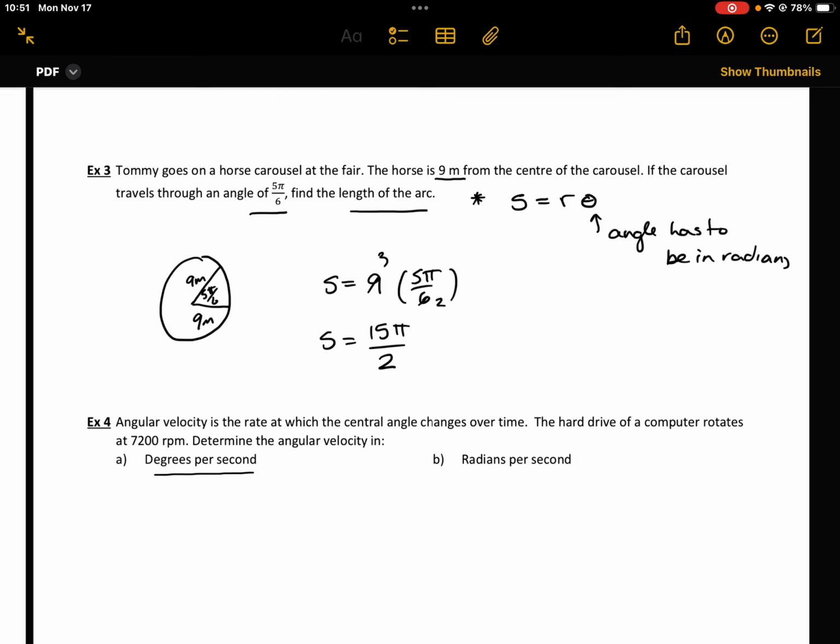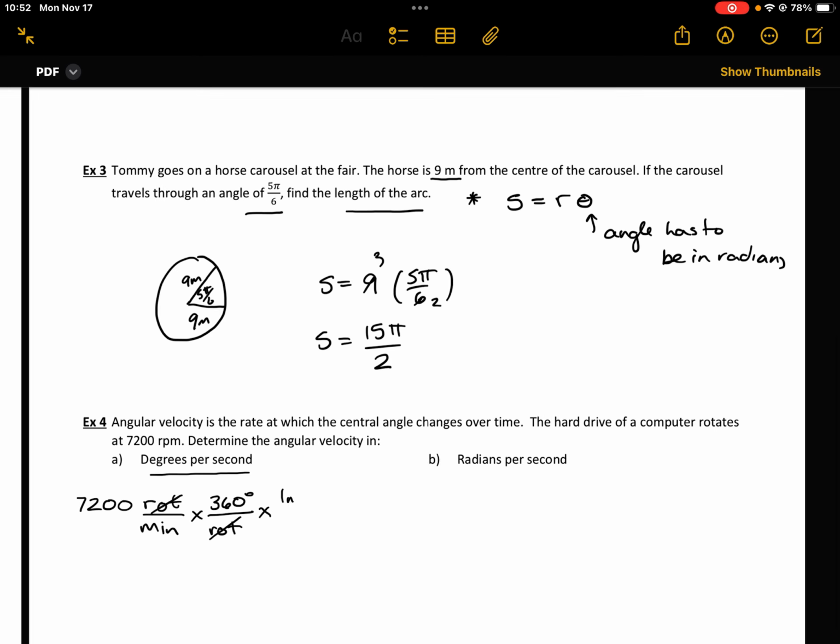So this hard drive of a computer is rotating at 7,200 rotations per minute. That's what RPM means. And I know that there are 360 degrees per rotation. So that's going to allow me to cancel those rotations out. I also know that there are 60 seconds in 1 minute. So that means that I can cancel out my minutes. Now what I'm left with on top is degrees, and what I'm left with on the bottom is seconds.